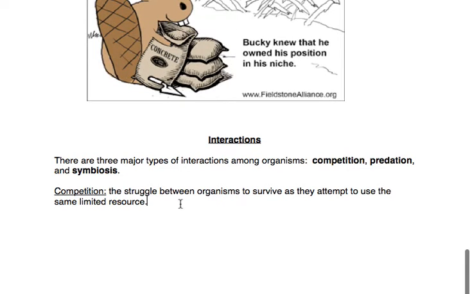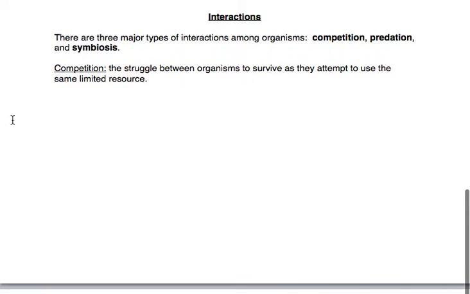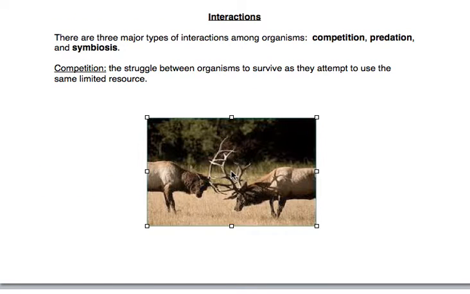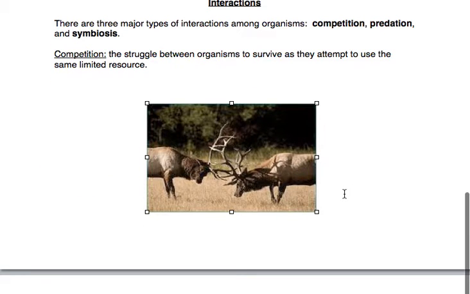And here for our graphic that I'm going to use for your notes today, I have some elk, and they're competing probably for a mate. They would fight off each other in order to decide who gets to mate with the female elk, and that's another type of competition. But there is also competition between species as well. Next, we're going to look at predation.